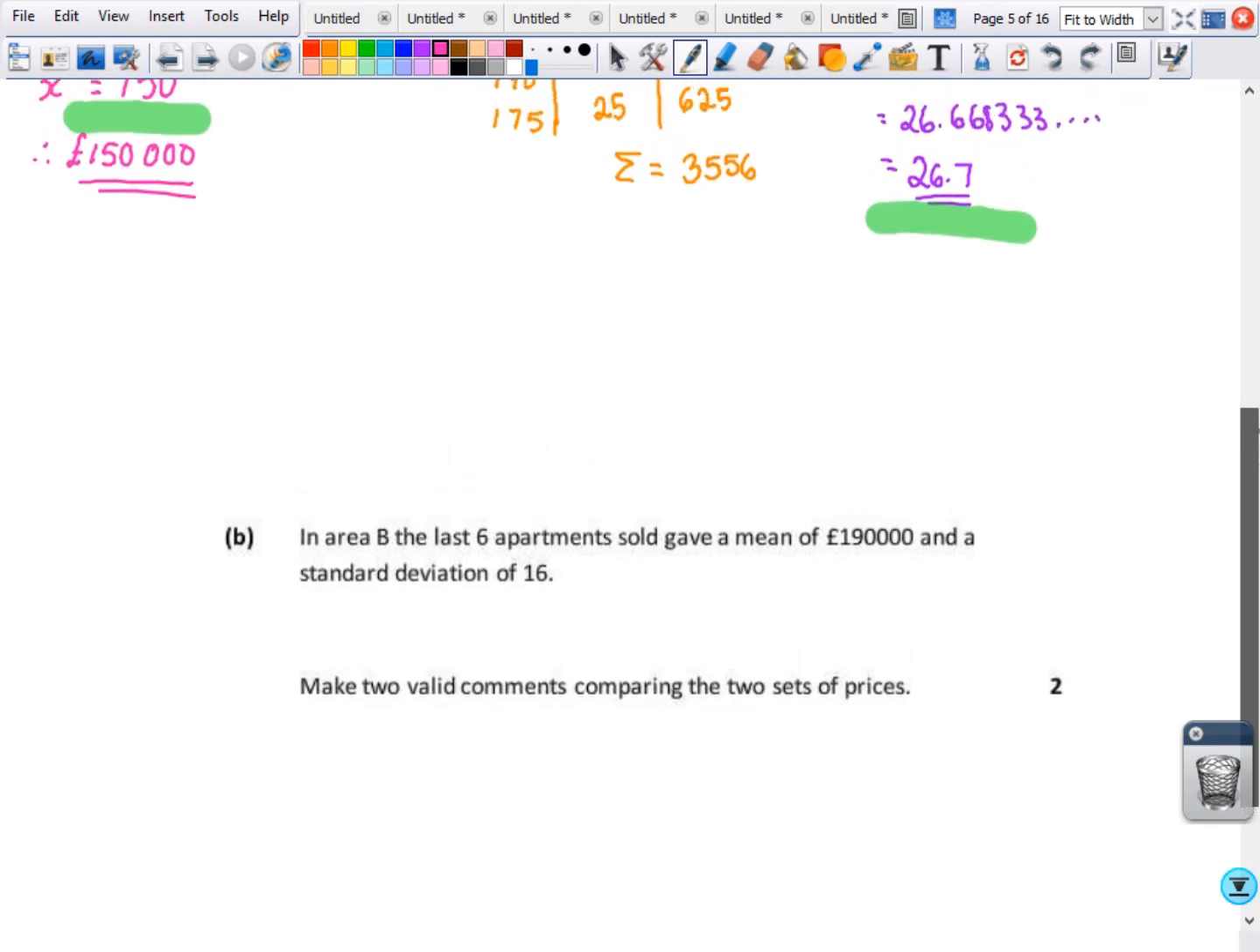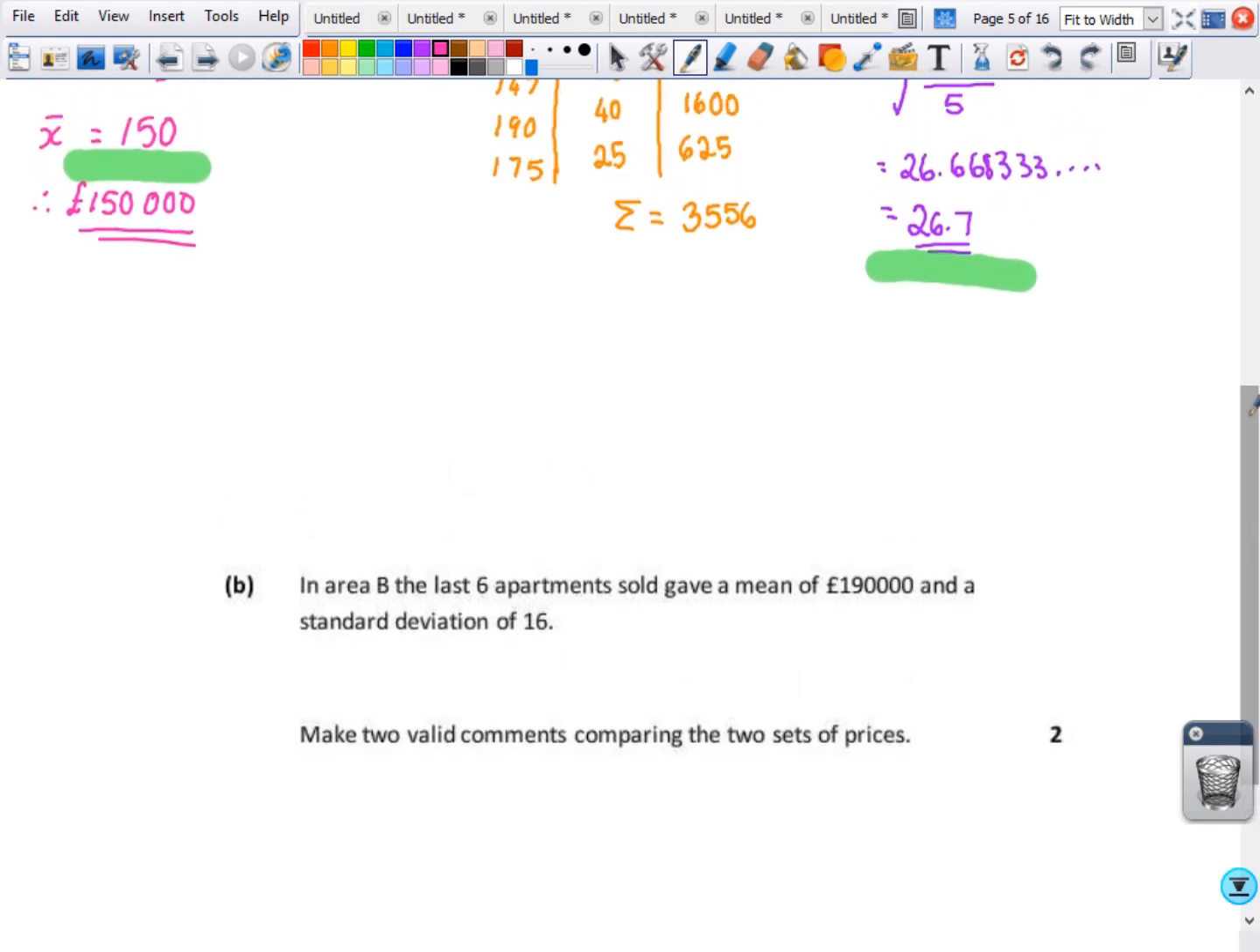Now, there's 2 things that I'm always going to comment on. In fact, you know what, I'll leave that there and I'll just write my comments in this space so that it's kind of all on the one screen for us. So the first thing I want to do is compare what's happening on average. Okay, so on average, which area's house prices were higher? So area A, the average was 150,000. Area B, the average was 190,000. So on average, area B's prices were higher than area A's.